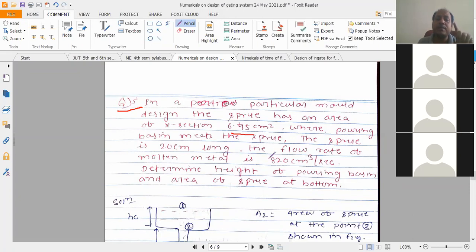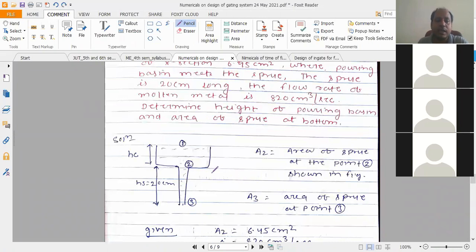The flow rate of the molten metal is 825 cubic centimeter per second. Q is the flow rate, or we can say A into V, area into velocity. So the flow rate, volume per second, is 820 cubic centimeter per second. Determine the height of the pouring basin and the area of the sprue at the bottom. Means the question is saying that the height of the pouring basin is not given; the height of the sprue is given as 20 centimeter.